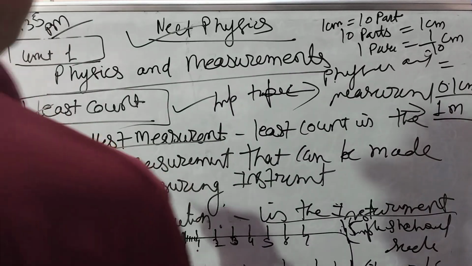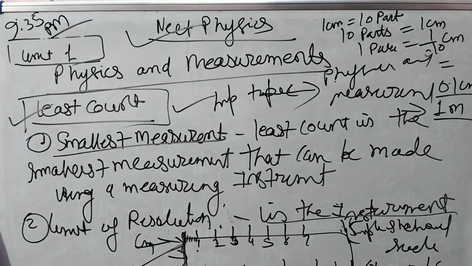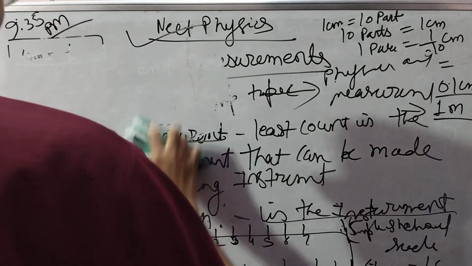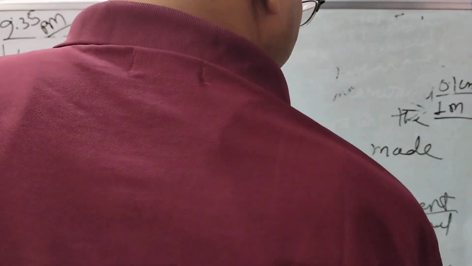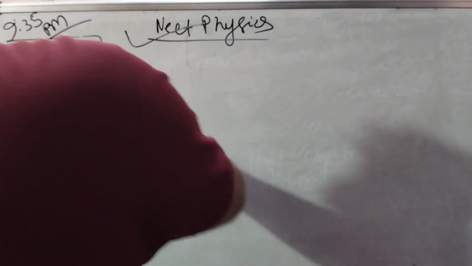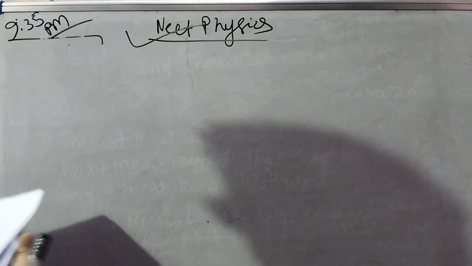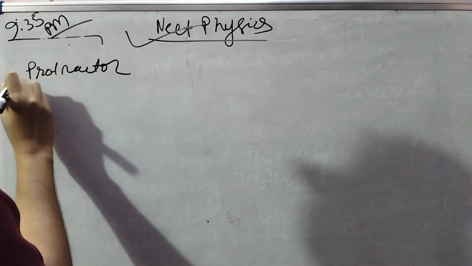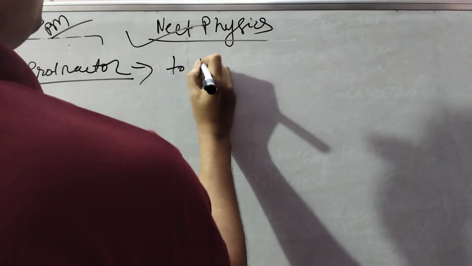Then there is another measuring instrument, the protractor. It is an example of a measuring instrument used to measure angles.